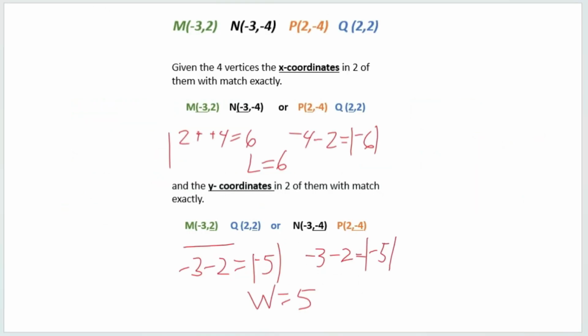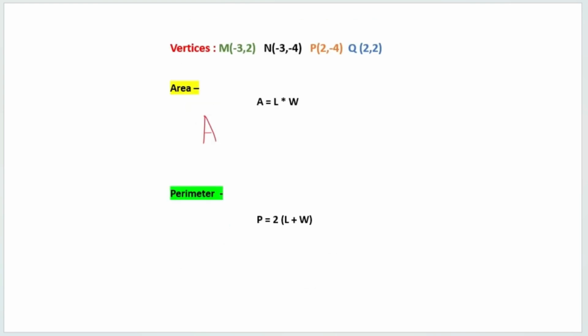So now we have the length and the width, and we can determine what the area and perimeter are equal to. Area is equal to our length, which we said was 6. We're going to multiply that by our width, which is 5. So our area equals 30 when you multiply those together.